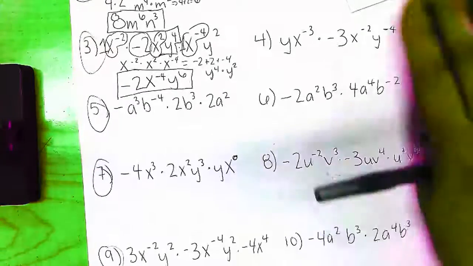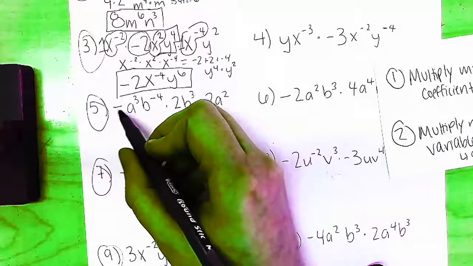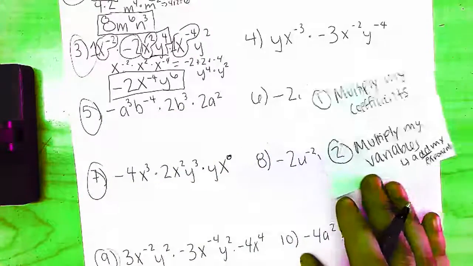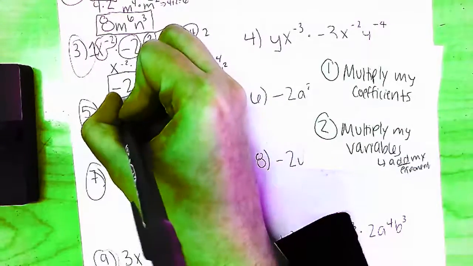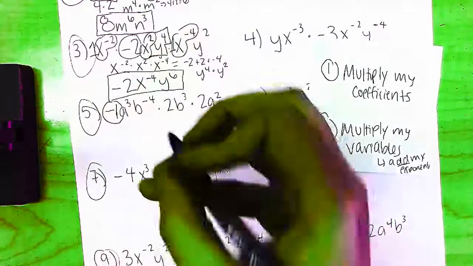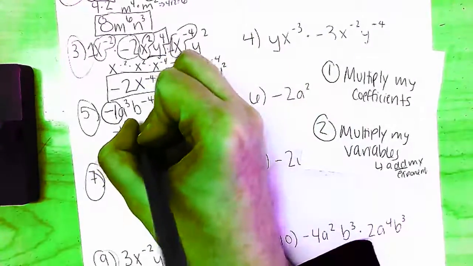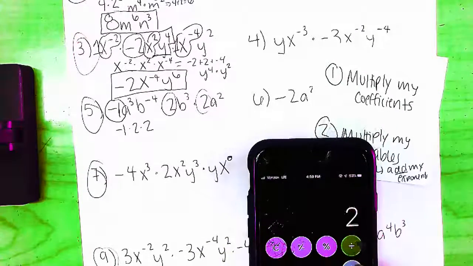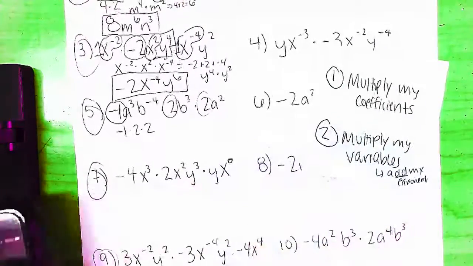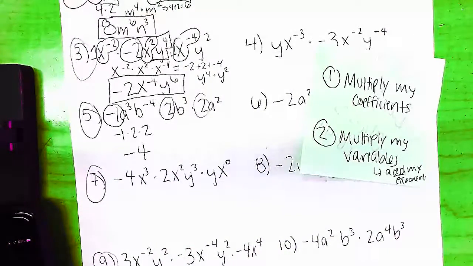Next, let's keep going. Ooh, this is a tricky one. I see a negative sign. What's my invisible number behind a negative? My invisible number behind my negative is a 1. So my coefficient out front is a -1. I also see a 2, and I see another 2. So I have -1 times 2 times 2. So let's do it. -1 times 2 times 2 gives me -4. That's going to be my big number, my coefficient.